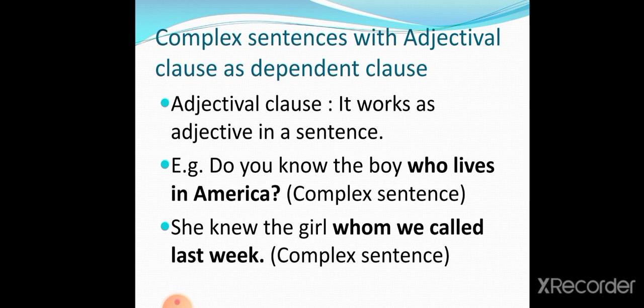Another example, she knew the girl whom we called last week. She knew the girl is the independent clause. Whom we called last week is a dependent clause, an adjectival clause. So it is clearly shown that independent clause and dependent clause are joined to give you the complex sentence.